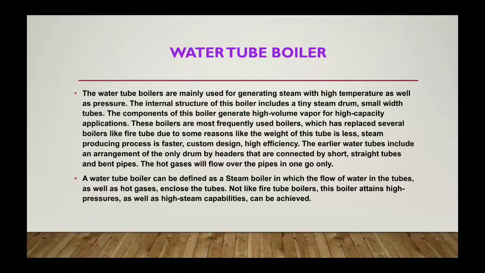Now the first slide is water tube boiler. The water tube boilers are mainly used for generating steam with high temperature as well as high pressure. That means the water tube boiler is used in such operations where the high temperature and high pressure release of steam is required. So the internal structure of this boiler includes a tiny steam drum, small water tubes.